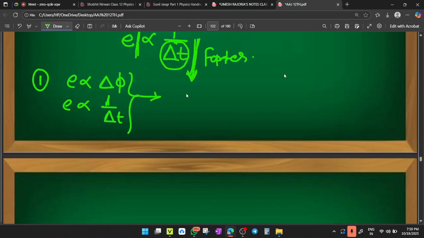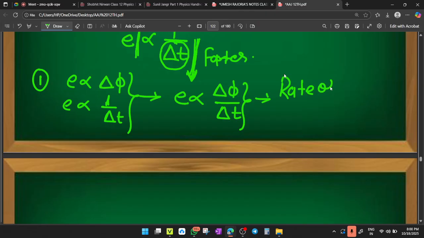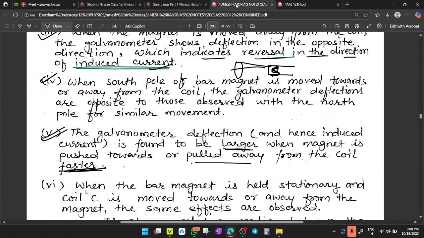Now combine them, you will get E is proportional to delta phi upon delta T. What is this term called? This is called rate of change of flux. Am I right? Rate of change of flux. So this is called rate of change of flux. Means EMF produced in a coil is directly proportional to rate of change of flux. Okay, this becomes Faraday's second law.